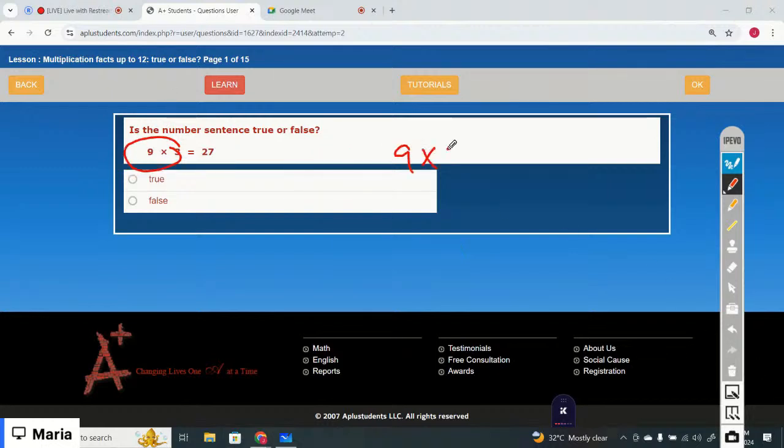Let's see if 9 times 7 equals 9 times 3. You can skip counting by 3. So 3 times 9 is 27 and 27 is equal to 27, right? Both sides are exactly equal. So true it is.